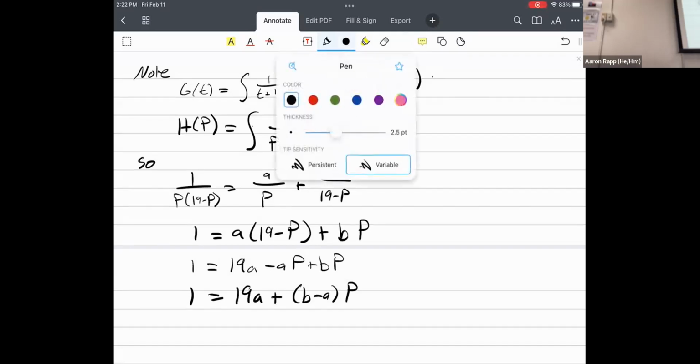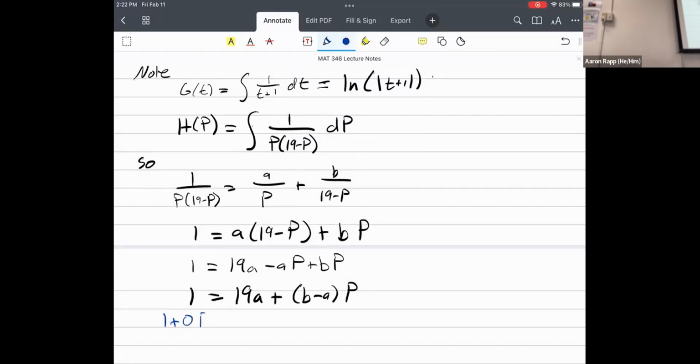On this left-hand side, I really have a 1 plus a 0 times p, and I need this to be equal to 19 times a plus b minus a times p. So if I need to get rid of that p on the right-hand side, b minus a has to be equal to what? 0. And then the only thing that can change that to give me a 1 on the right-hand side is if I set a to be a particular value, because I need 19 times a to then become a 1.